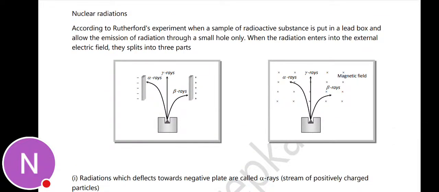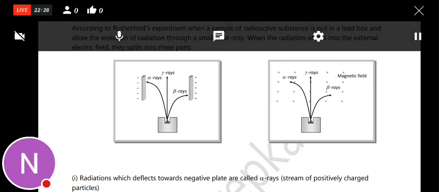So, nuclear radiation. According to Rutherford's experiment, when a sample of radioactive substance is put in a lead box and radiation is allowed to emerge through a small hole only, when the radiation enters an external electric field, it is split into three parts.